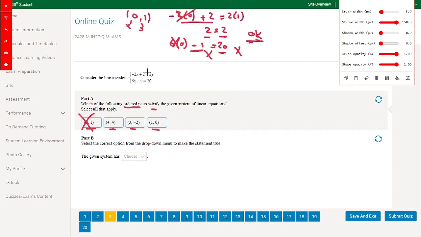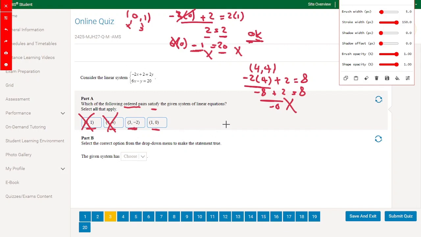Let's take 4 and 4. So with 4 and 4, substitute again. So we'll have minus 2 times 4 plus 2 equal to 8, because 2 times 4 is 8. This one will be minus 8 plus 2 equal to 8. This one will be minus 6 equal to 8. No. So this means this point is wrong from this first equation.